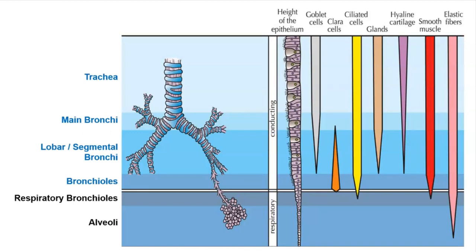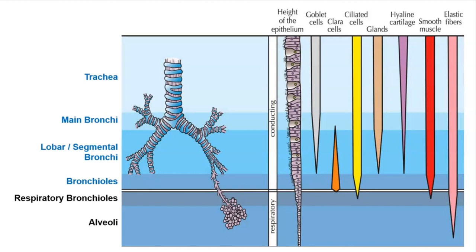We see that there are Clara cells in the lobar and segmental bronchi as well as the bronchioles. These Clara cells secrete protective proteins that help to protect as well as regenerate the epithelium that is located within the bronchioles. We also see that the bronchioles have a large proportion of smooth muscle in their walls, which allows the bronchioles to change diameter and control airflow through them.